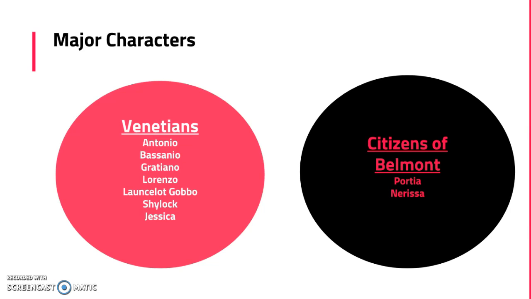The first is that we're going to look for differences between Venice and Belmont. Many of the characters move back and forth between these two settings, and so it will be important for us to see how the settings are juxtaposed with one another. Pay particular attention to what is valued in both cultures, what the characters talk about in both places, and how the characters' behavior changes when they go from one setting to the next.